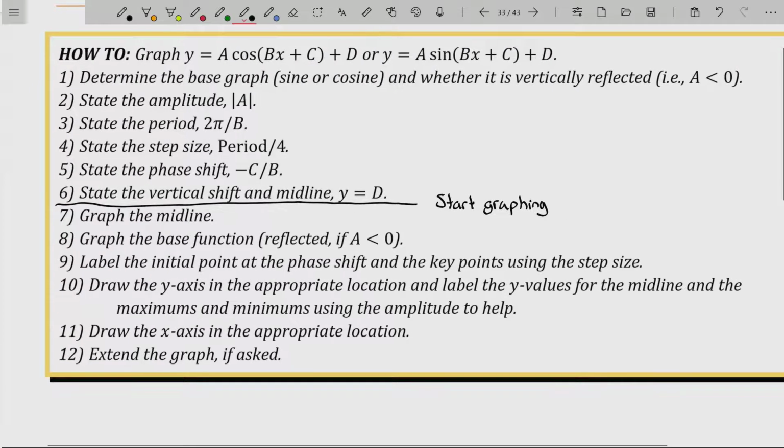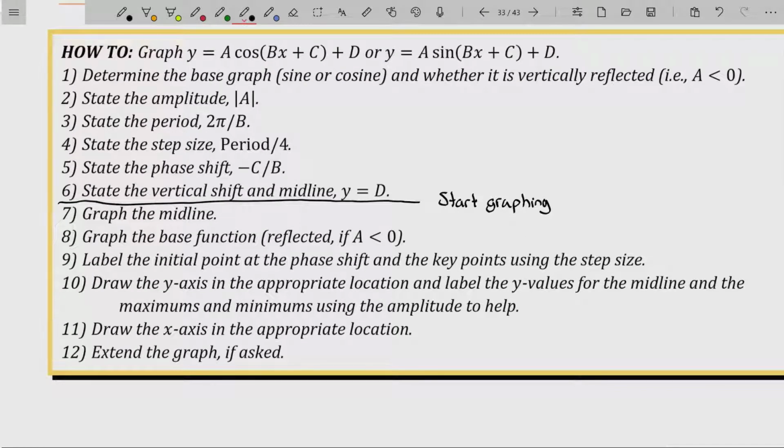You draw the y-axis in the appropriate location. You label the y values for the midline and the maximums and minimums. And you use your amplitude to help with that. We'll see that in an example. You draw the x-axis in the appropriate location. And then, if you're asked, you extend the graph a little bit. All right, let's see how this works.